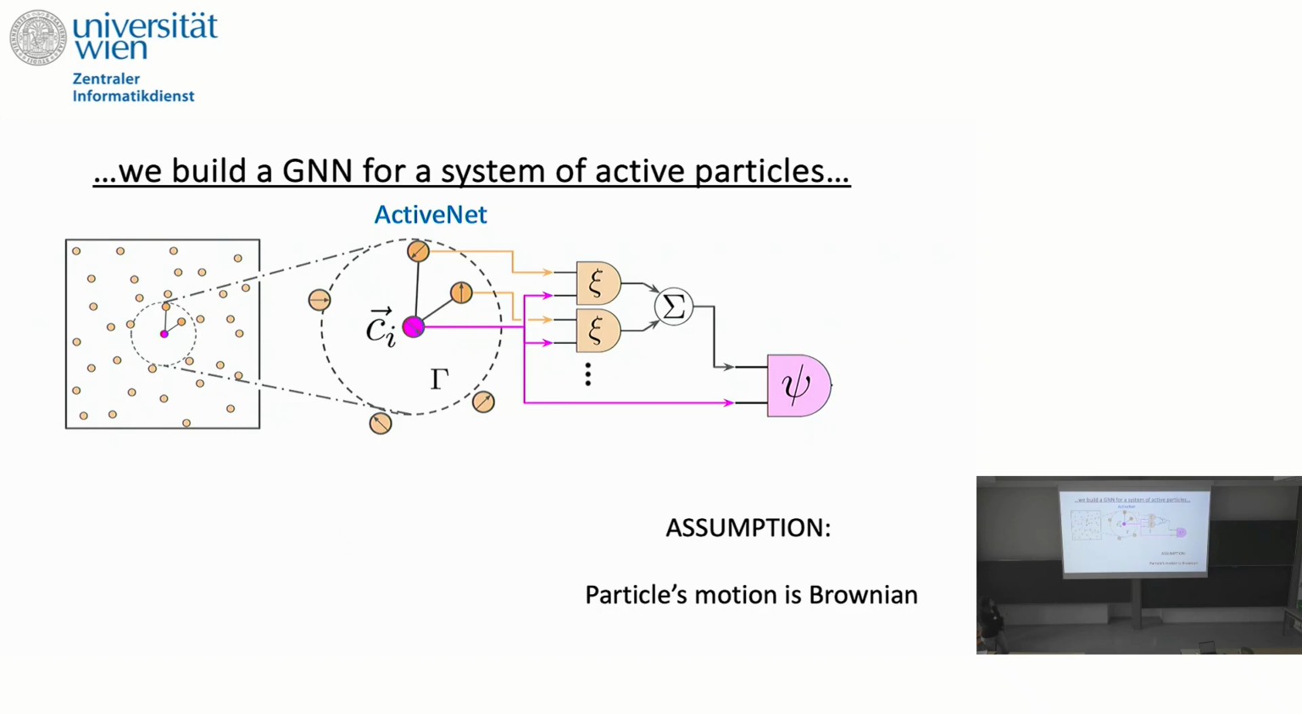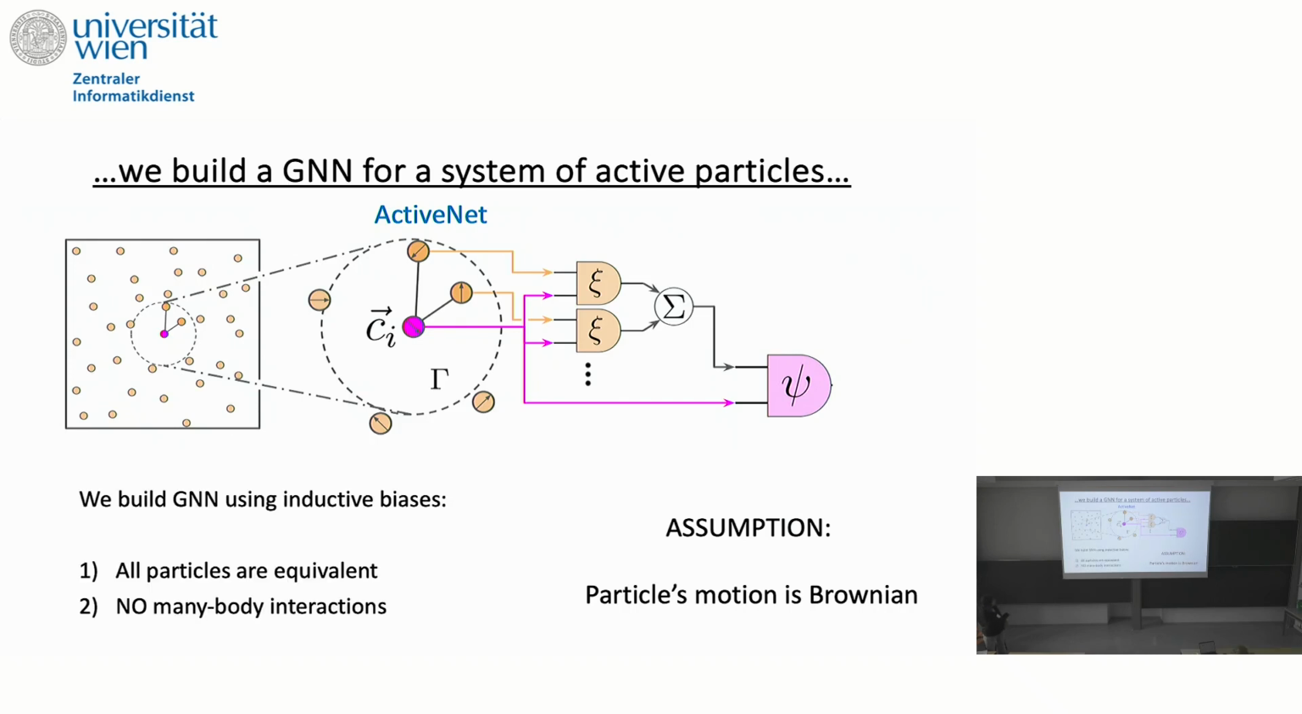So we built graph neural networks that we called ActiveNet for a system of active particles, starting with inductive biases. The first assumption is that particles' motion is Brownian. All particles are equivalent, and there are no many-body interactions. These are our starting assumptions. And we built a graph of two networks. Here you see one in pink and one in orange.